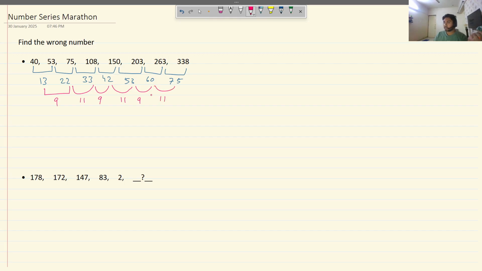So if this difference is 9, that means 53 plus 9, it should be 62. And if this is 62, this should be 73, right? If this is 62, then this number is my wrong number. This should be 265. And if this is 265 and adding 73, this is my correct number, 338.